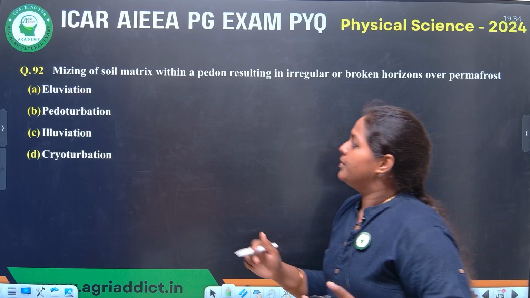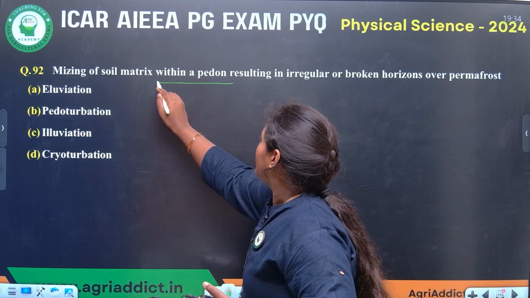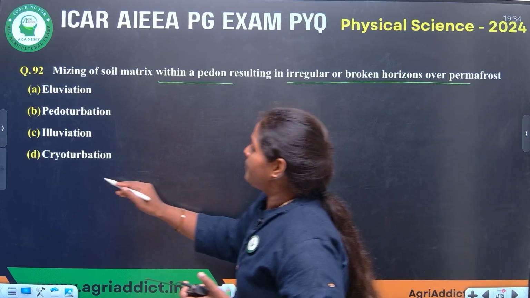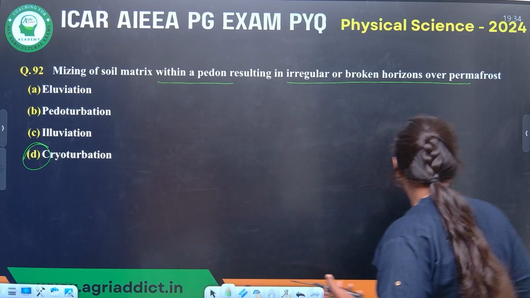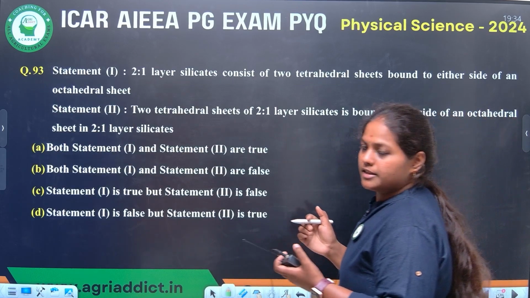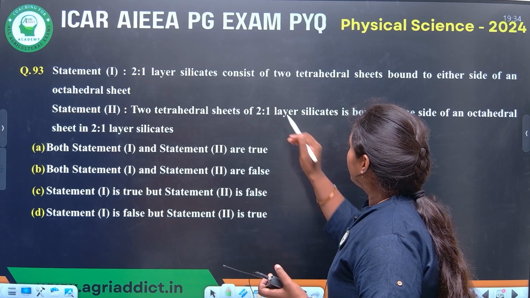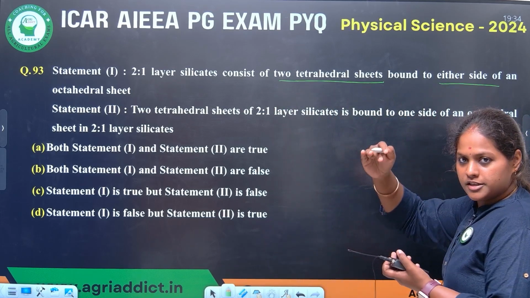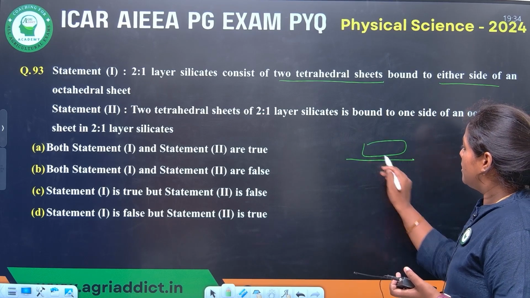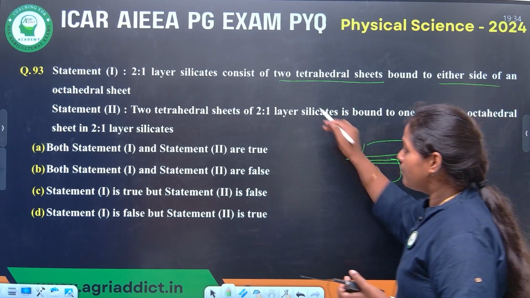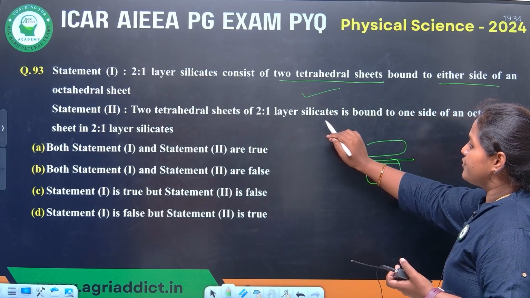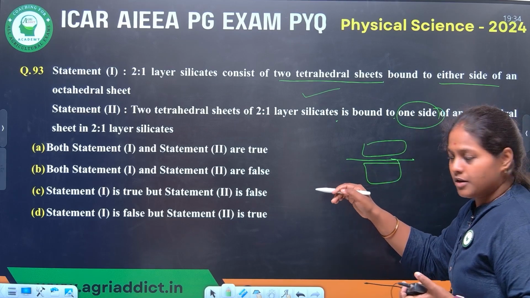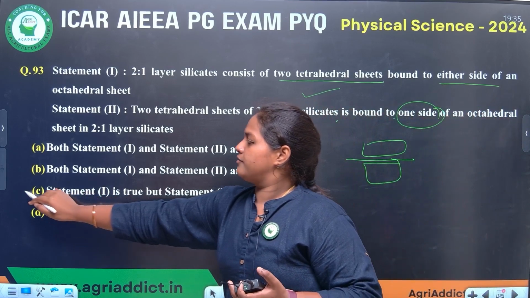Question number 92. Mixing of soil matrix within a pedon resulting in irregular or broken horizons over the permafrost is cryoturbation. Option D. Question number 93. Statement: 2:1 layer silicate consists of 2 tetrahedral sheets bound to either side of an octahedral sheet. 2 tetrahedral sheets on either side of the octahedral sheet. True. 2 tetrahedral sheets of 2:1 layer silicates are bound to one side of an octahedral sheet. Is it on one side? No. 1 is true, 2 is false. Option C.